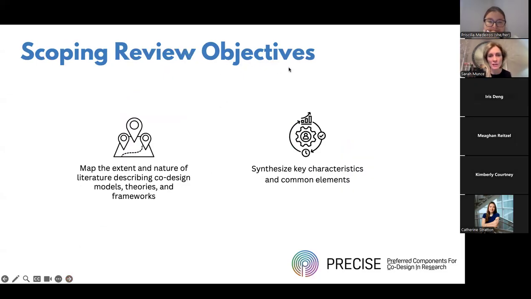I've just included the specific objectives of the scoping review, which, as you might imagine, is to map the extent of the literature. And again, we're looking specifically at the models, theories, and frameworks that were used, or those studies that used a model, theory, or framework. And then we have synthesized the key characteristics and the common elements.